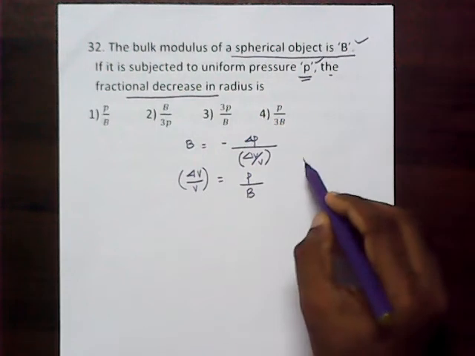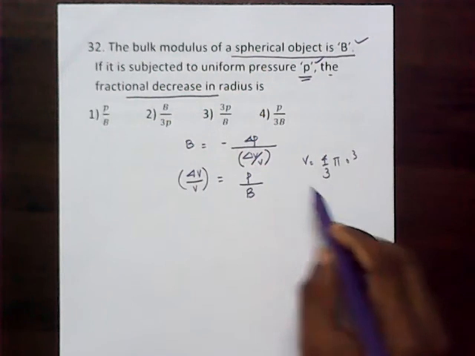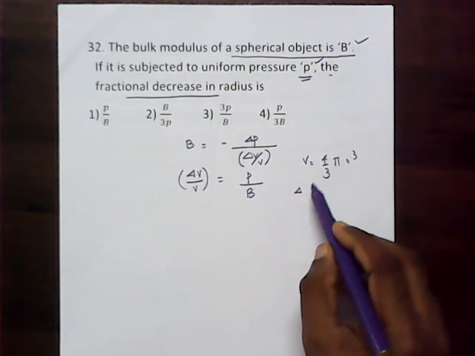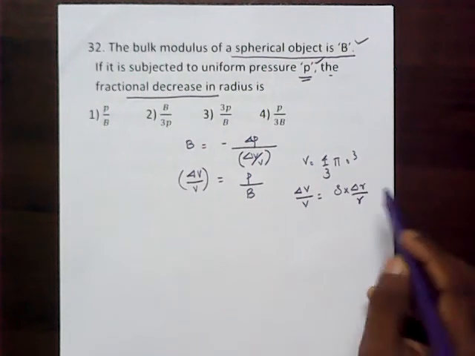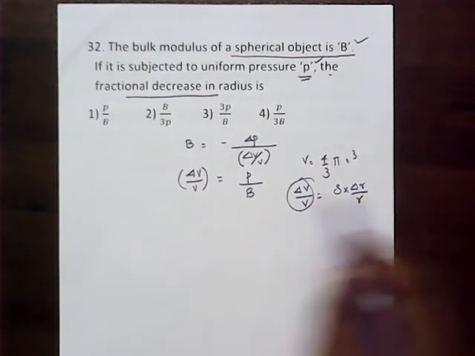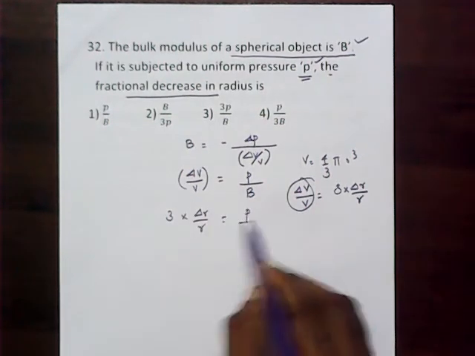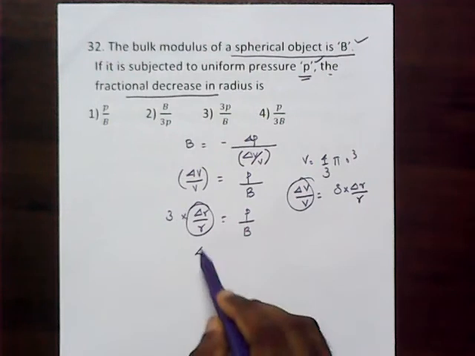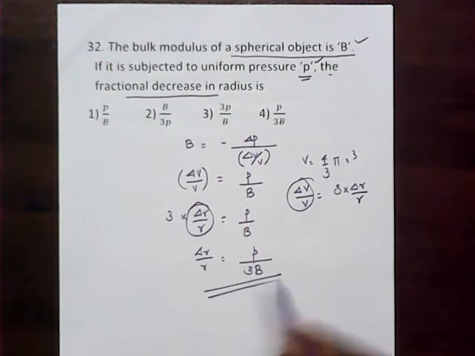But we know the volume is equal to 4 by 3 pi r cube. The fractional change in volume, delta V by V, is equal to 3 times delta R by R. So we can substitute for delta V by V, and our aim is to find delta R by R. So that must be P by 3B. A good question. So we can say 4 is the answer. Then we can move to number 33.